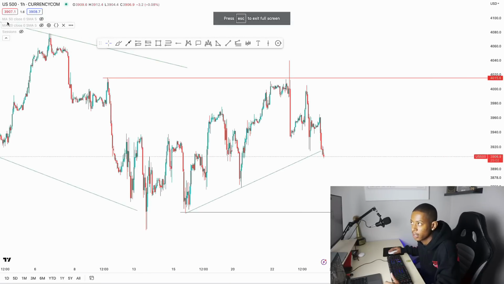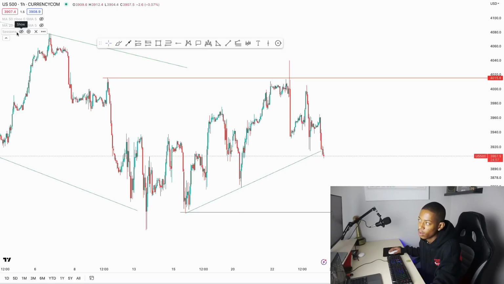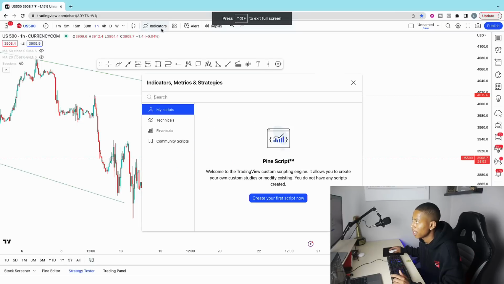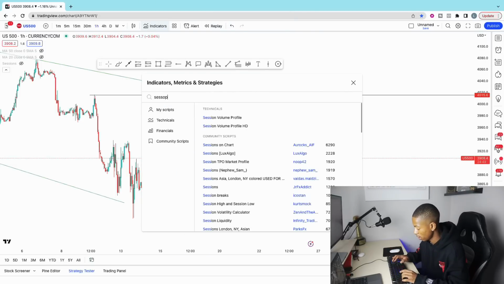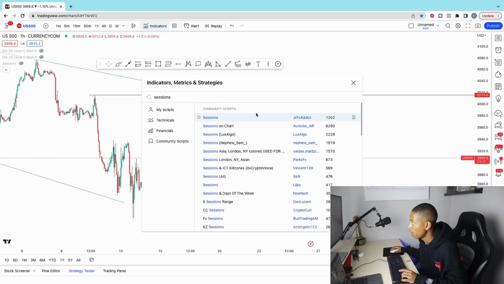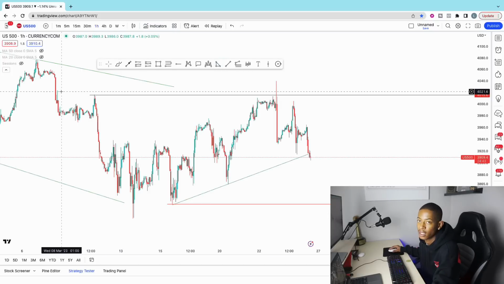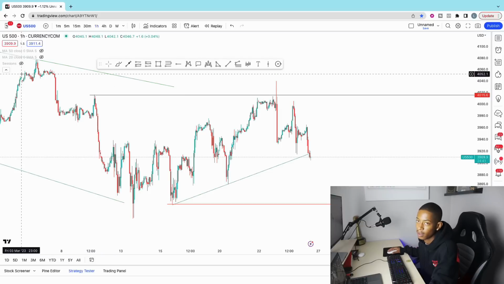At first, you obviously need TradingView, and secondly, these are the indicators we are going to be looking at. I went to the indicator side here and searched up sessions. I think the first one that came up was this one, JRFX Addict. I'm not associated with this, and I don't know this person at all. I'm just testing out different ways I can play around on TradingView.